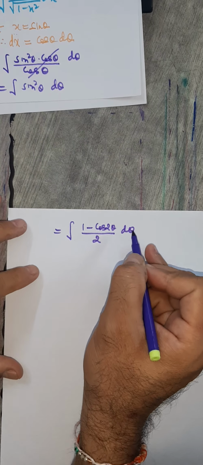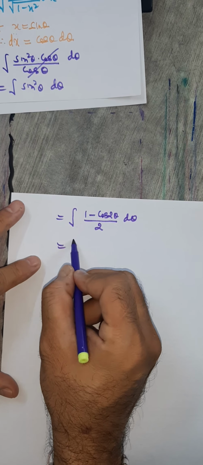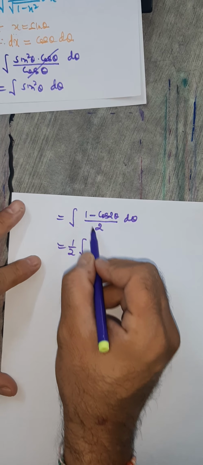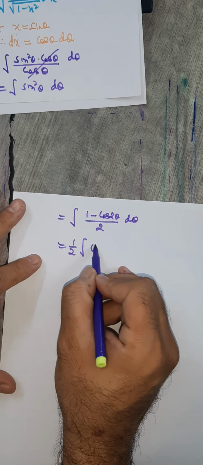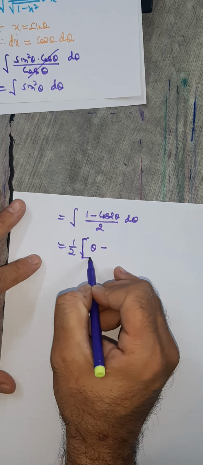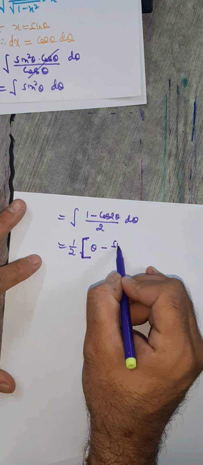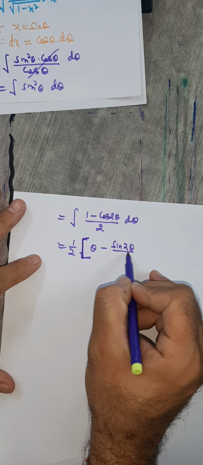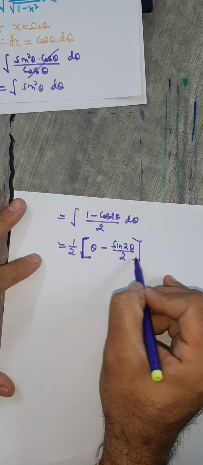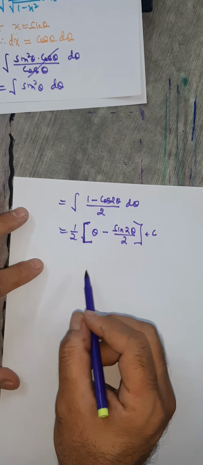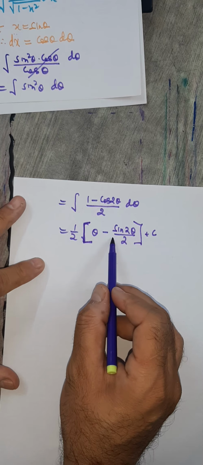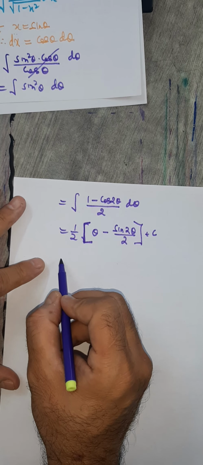Double angle formula for sine square, you know it. 1 by 2 outside. Integral of 1 with respect to theta, which is theta. I'm doing directly now. What's the integral of cos 2 theta? Which is sine 2 theta upon the coefficient of theta, which is 2, plus c. Now you cannot keep the final answer in the form of theta. You need to reduce it in the form of x.